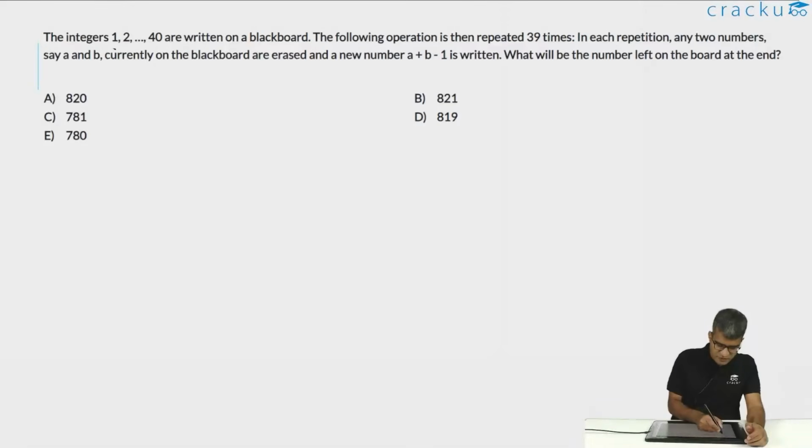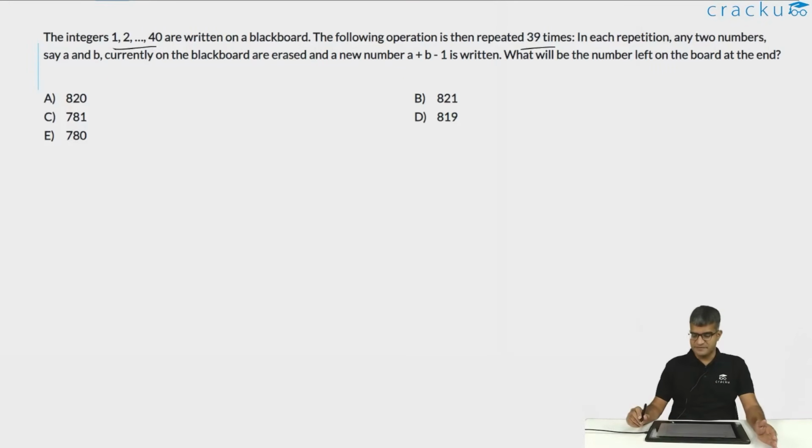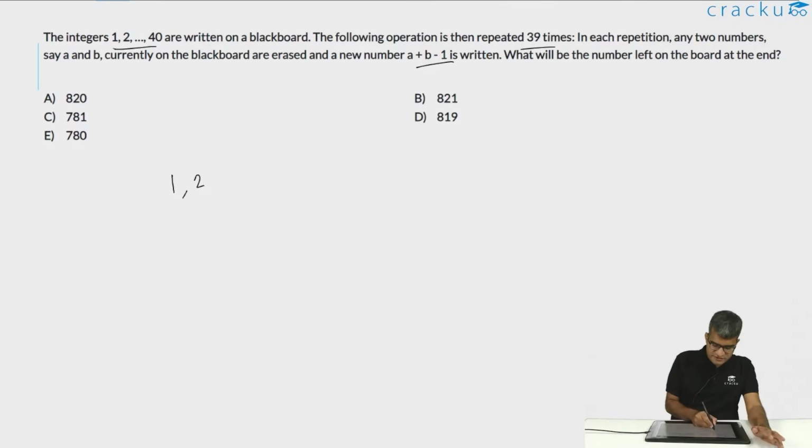In this question, we are told that the integers 1, 2, dot, dot, dot till 40 are written on a blackboard. The following operation is repeated 39 times. In each repetition, any two numbers a and b are taken and they are replaced with a plus b minus 1 on the board. Now, what is the number that is left on the board after 39 repetitions are done? So, before we get into this, let us first write down the numbers 1 to 40. So, we have 1, 2, 3, 4, dot, dot, dot, dot, then 38, 39 and 40.